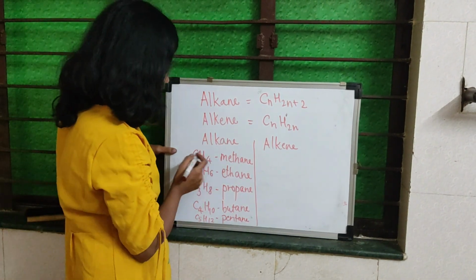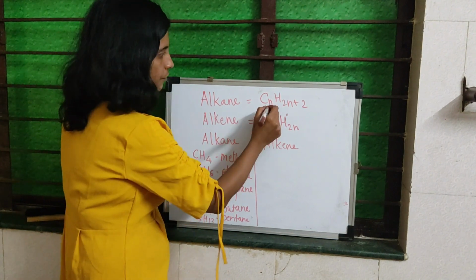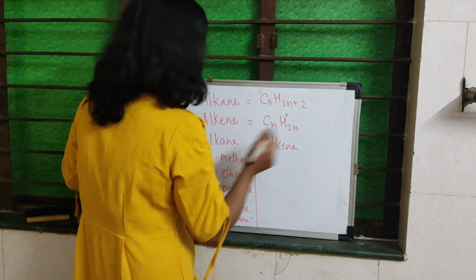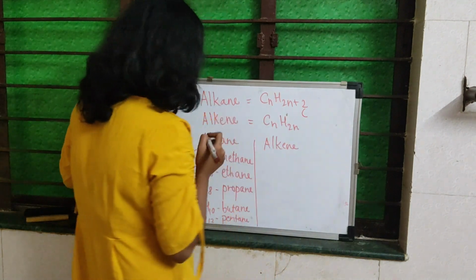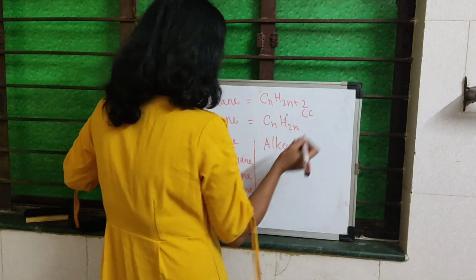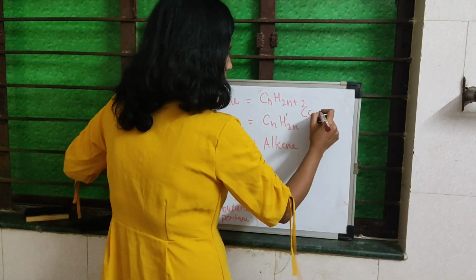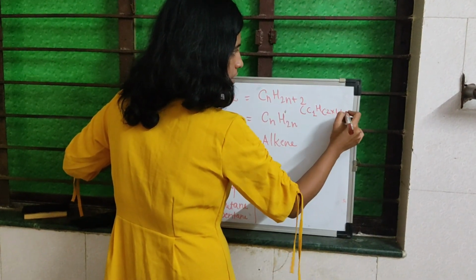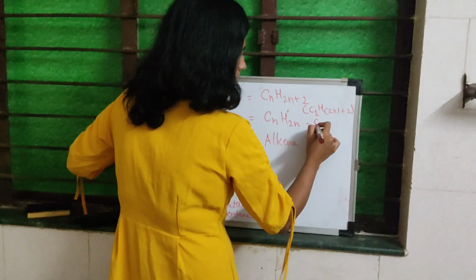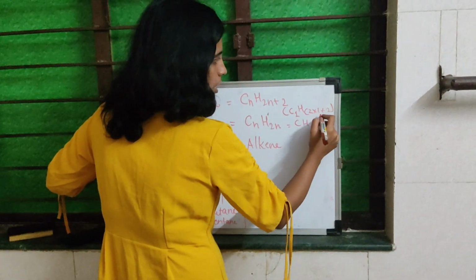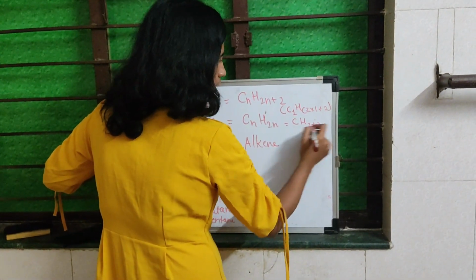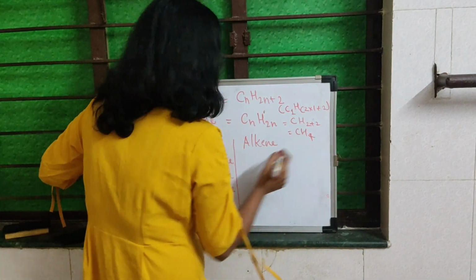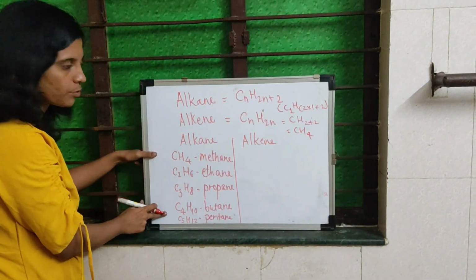So if you observe, let us try to put it in the formula. C is 1, then H is 2 into 1 plus 2. So that will make C1, H 2 ones are 2 plus 2, that is CH4. So it basically fits into the formula.